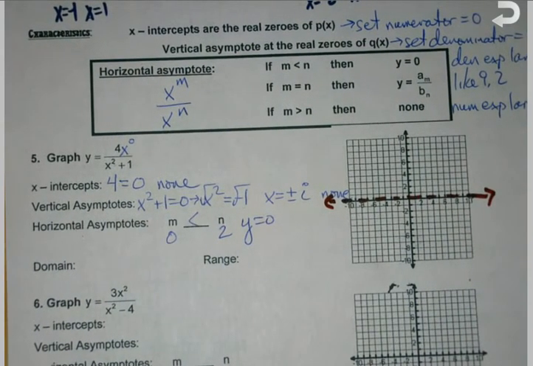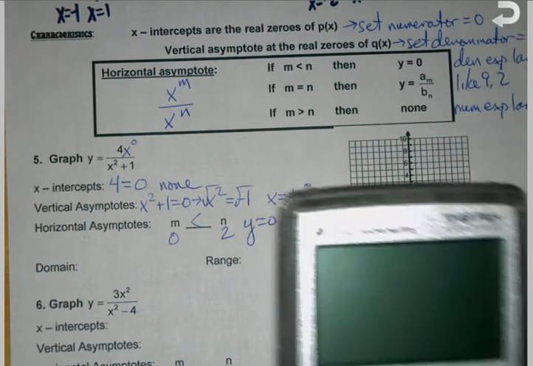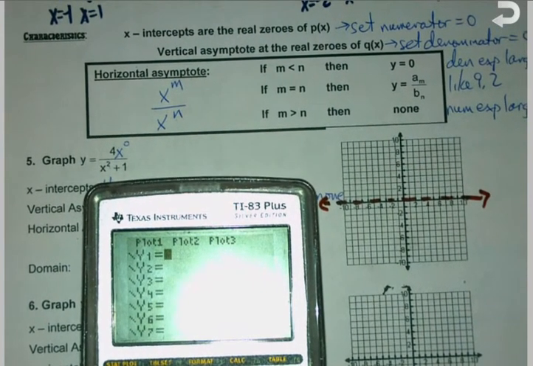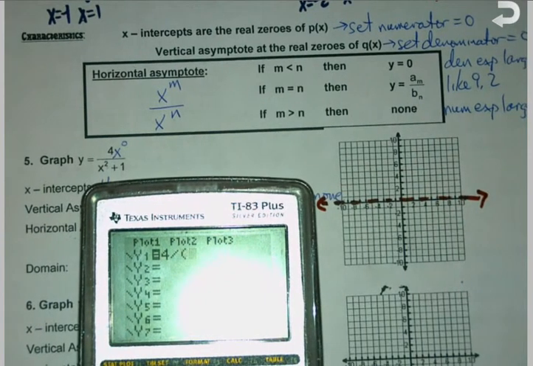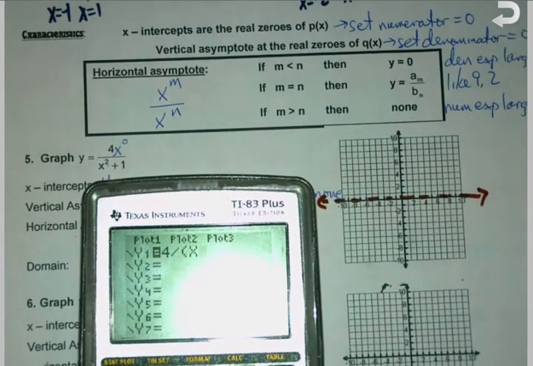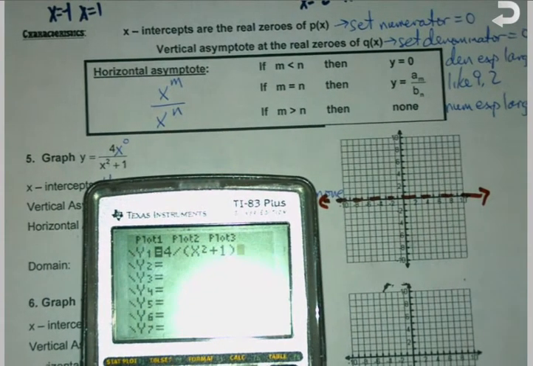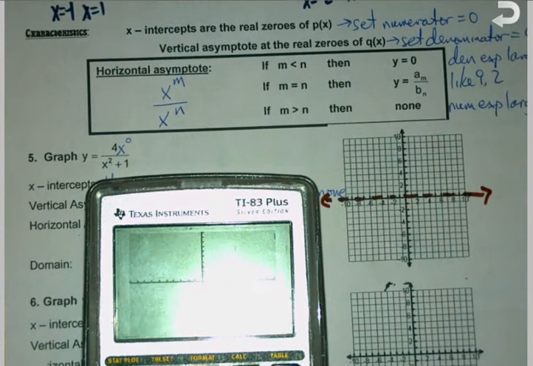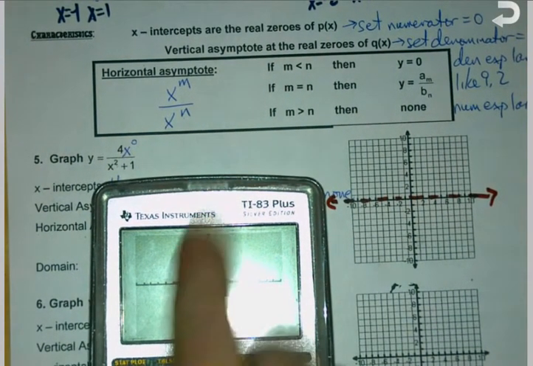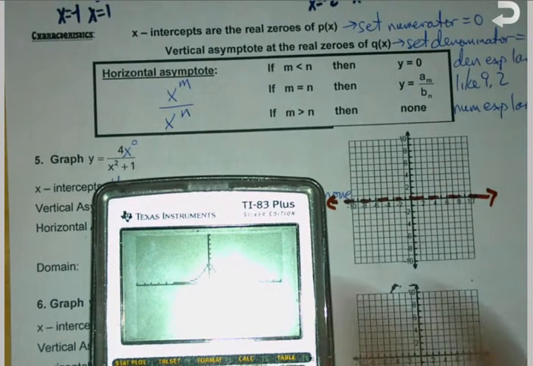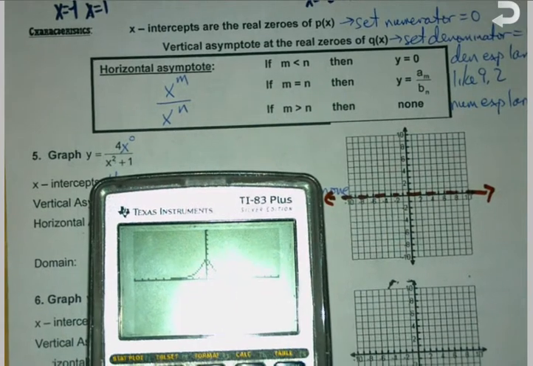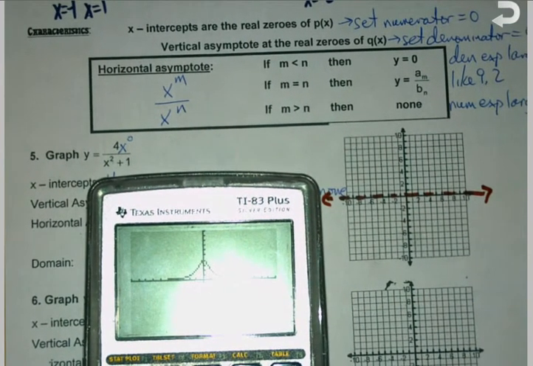You're like, well, how's that work? That seems kind of weird. Well, let's take a peek and see why that happens to be the case. So I got 4 divided by, and if you ever have more than one term, here I have a binomial, I want to make sure that I put that in parentheses so the calculator does the order of operations that I want. When I graph it, I see why that is. This graph doesn't have a break. No vertical asymptotes. It never crosses the x-axis, so there are no x-intercepts. But it does seem to hug up against the x-axis, which is my y equals 0 horizontal.